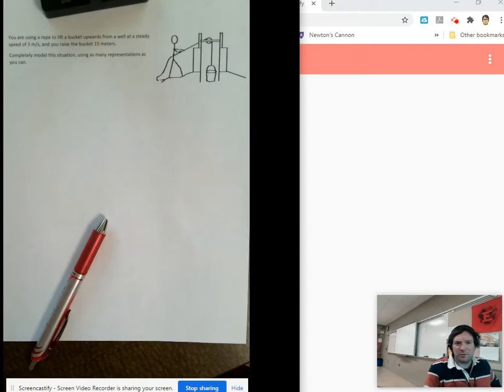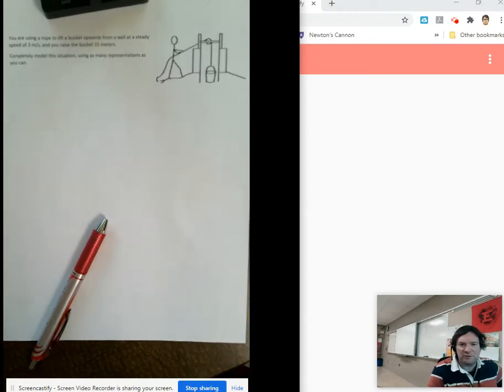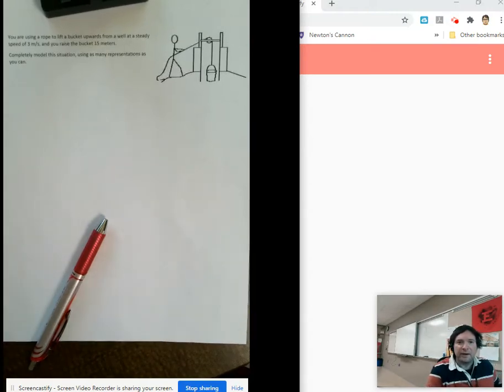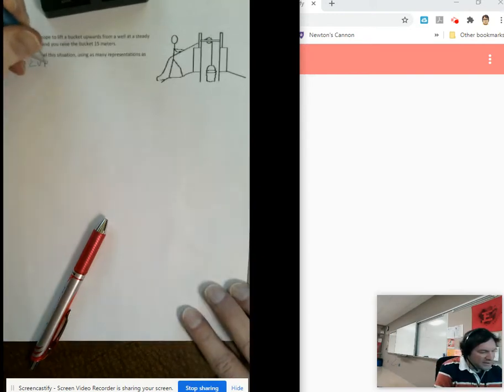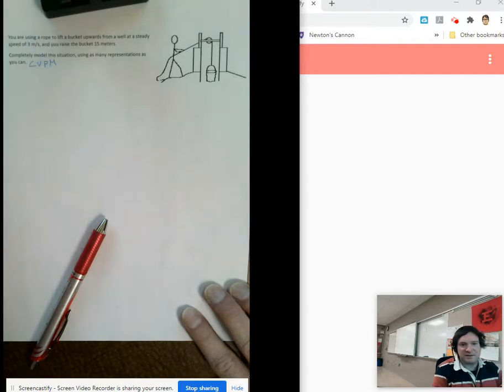So the first thing that I want to do is think about which of our models apply here. Now, I see that it says at a steady speed of 3 meters per second. And so I'm going to take that to mean that the velocity is constant. Since the bucket will be moving upwards the whole time, the direction won't change, the speed won't change. So the bucket must be moving with a constant velocity. So I can use the constant velocity particle model.